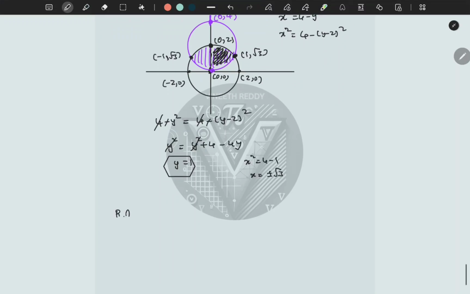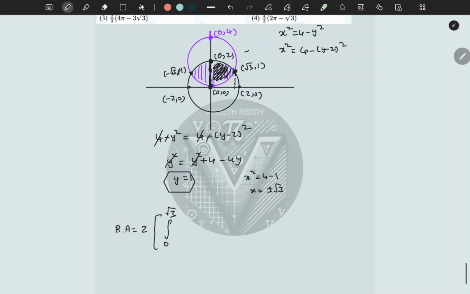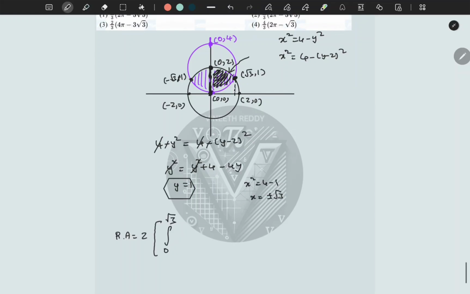So required area should be 2 times. Now limits will be from, since we are integrating with respect to x-axis, we should be seeing the leftmost limit or the lower limit is 0 and the upper limit should be x equals to root 3 comma 1 and this should be minus root 3 comma 1, right? Upper limit should be root 3, right? Now the upper curve is this, right? And which is x square plus y square equals to 4.